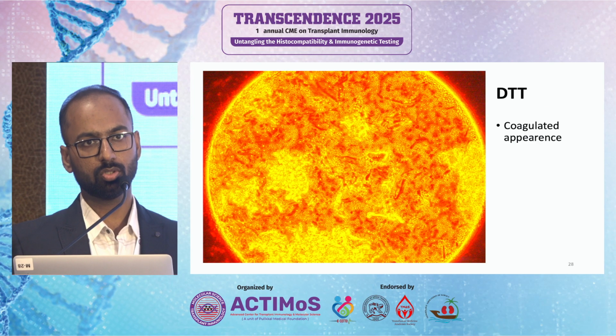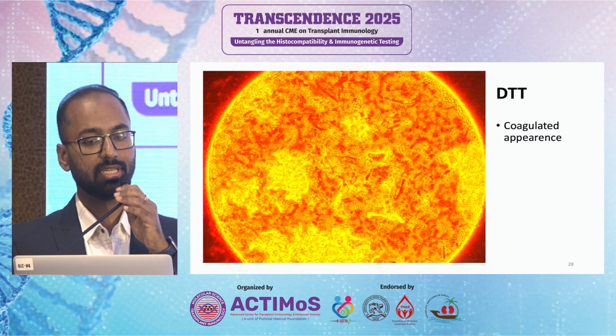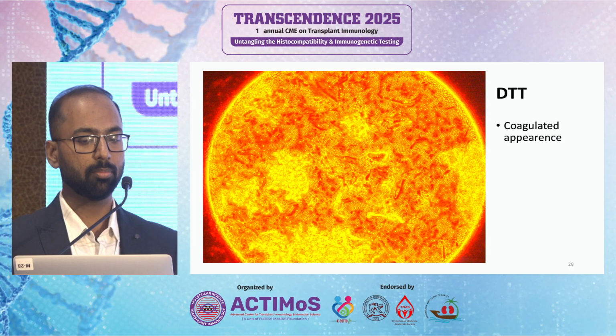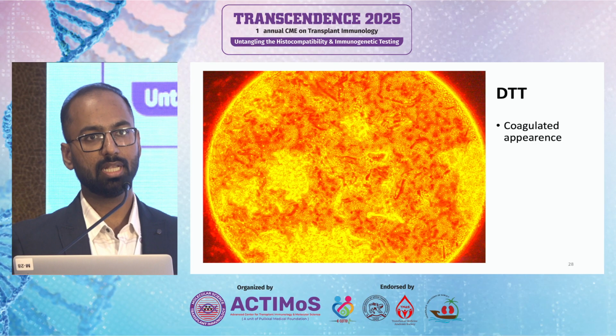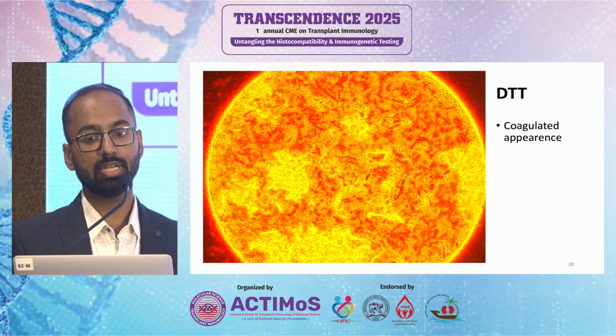And this is just to show that CDC, even though it is very easy principle wise, is very complicated technique wise, because if just one reagent is not prepared properly, the whole crossmatch will get damaged. Here the DTT was not stored properly, so we got a coagulated appearance on the CDC crossmatch because of the DTT issue.